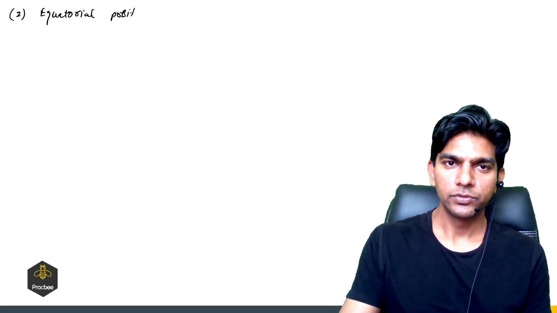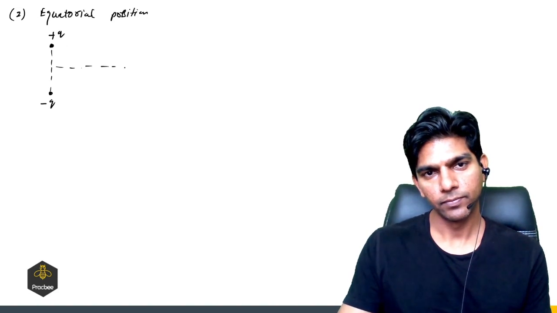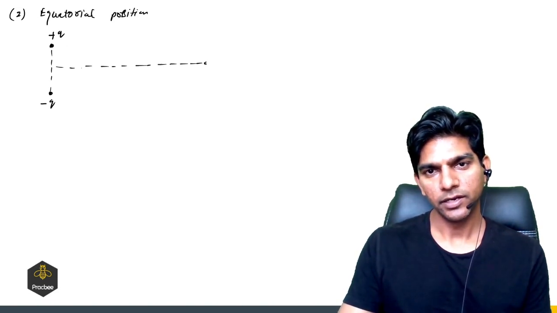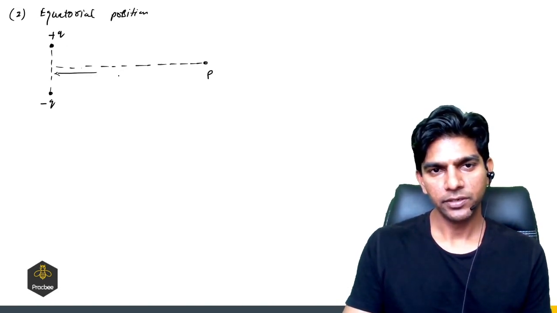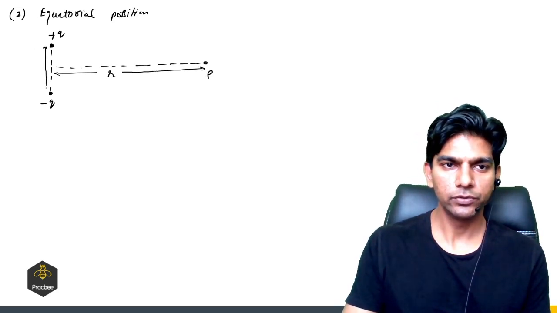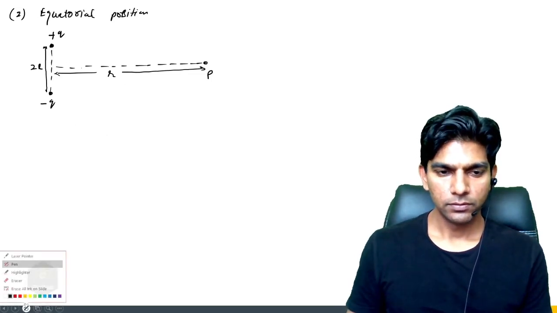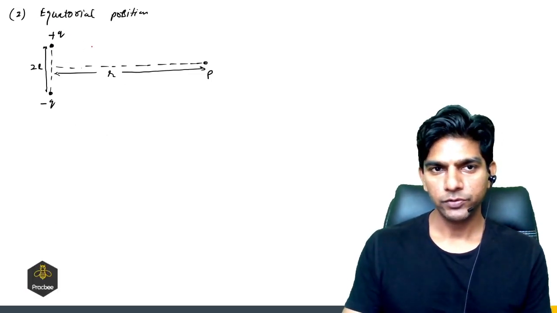So in equatorial position, let us say this is our positive charge and this is our negative charge. And we want to find the electric field at point P. And this point P is at a distance r from the center of the dipole and the length of this dipole is 2L. Again we'll find the field by the individual charges and then take the vector addition of that.